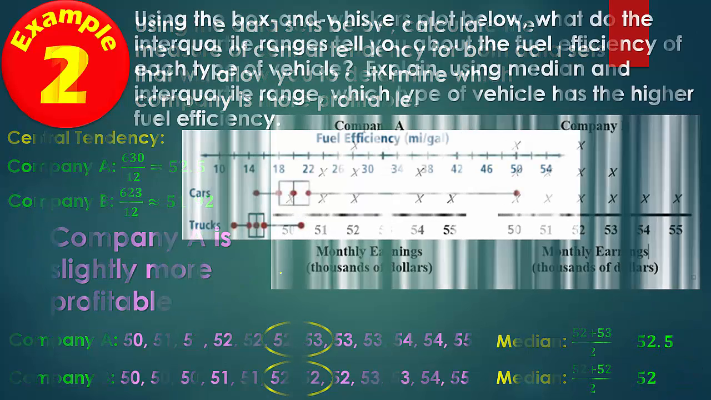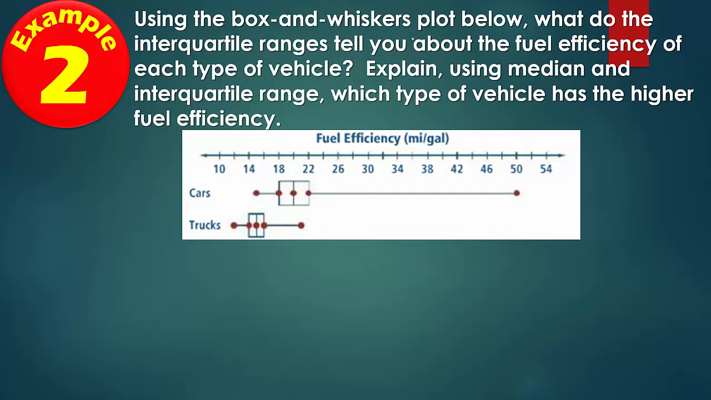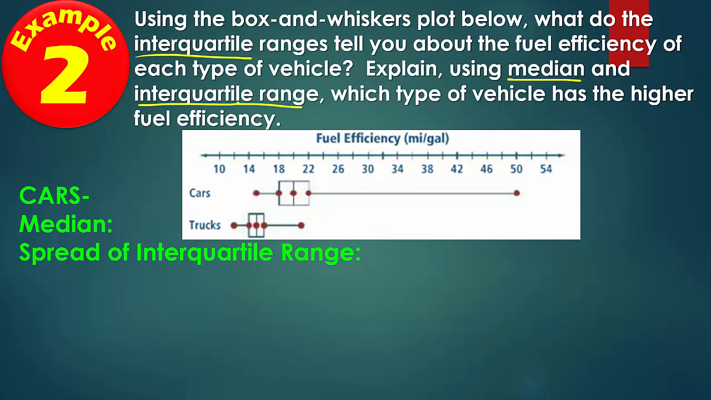Okay, and next and final example, using the box and whiskers plot below, what do the interquartile ranges tell you about the fuel efficiency of each type of vehicle? So using median and interquartile range, which type of vehicle has a higher fuel efficiency? So this is where knowing your vocabulary and what things are important matters, because here they're asking you to use median and interquartile range. So what we're going to do is we're going to look at cars first. We're going to look at the median and the spread of the interquartile range.